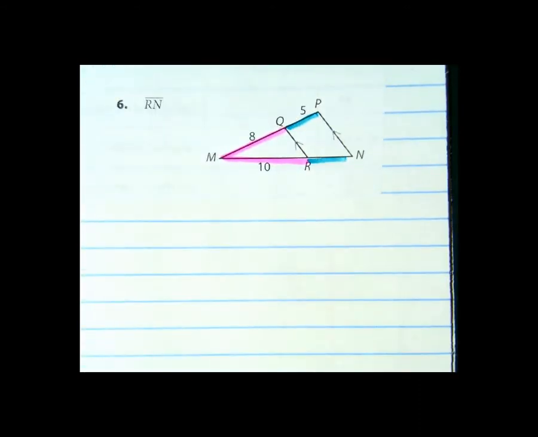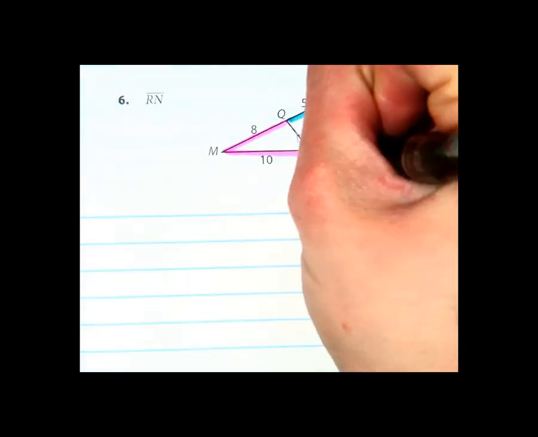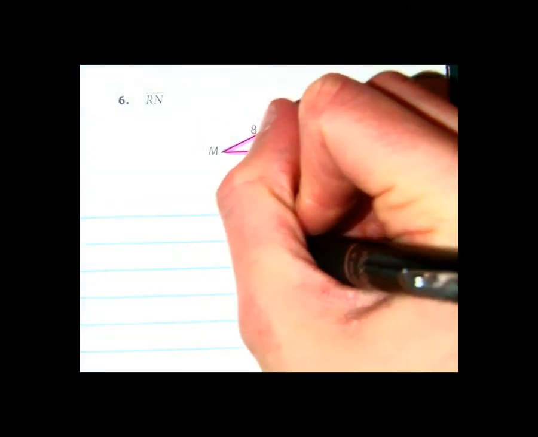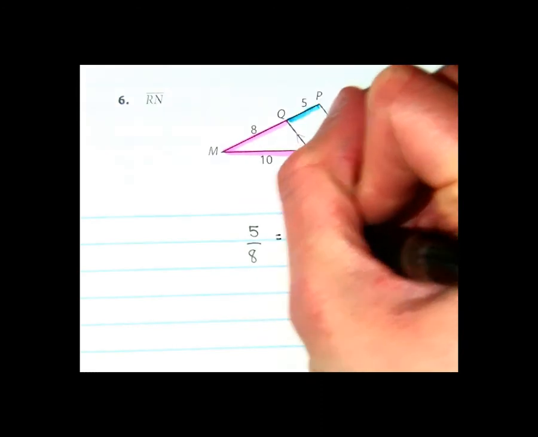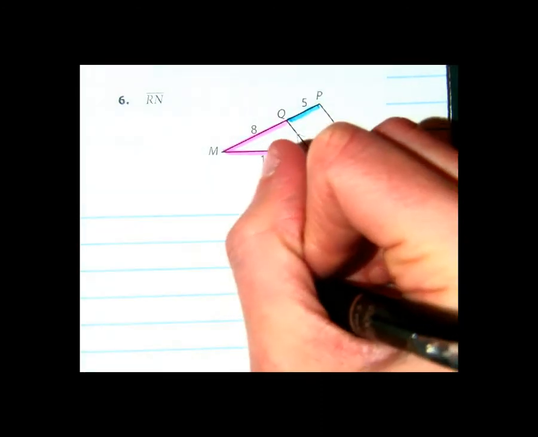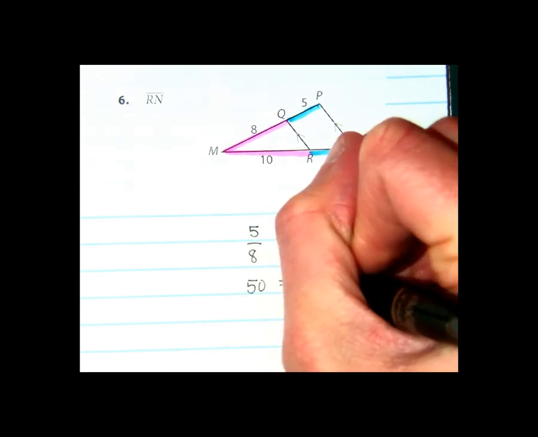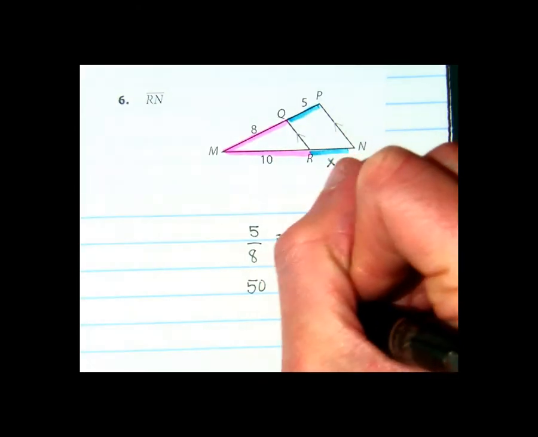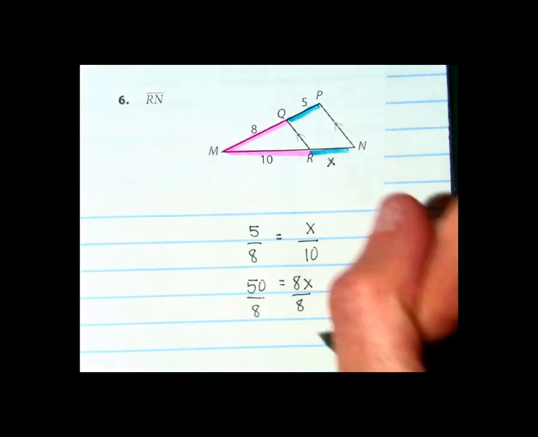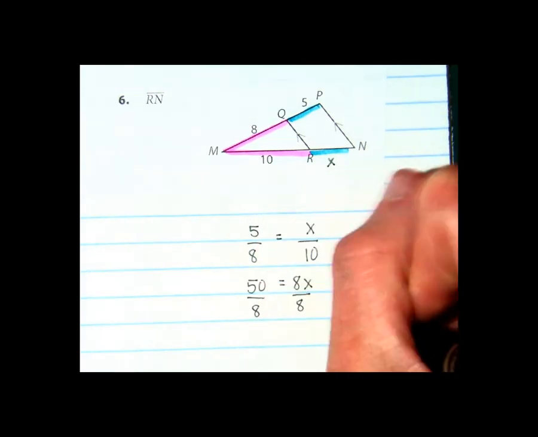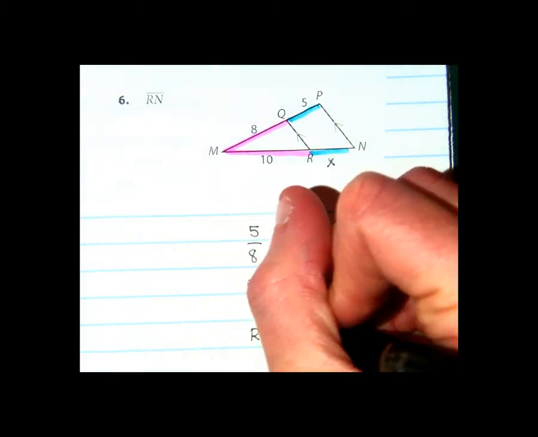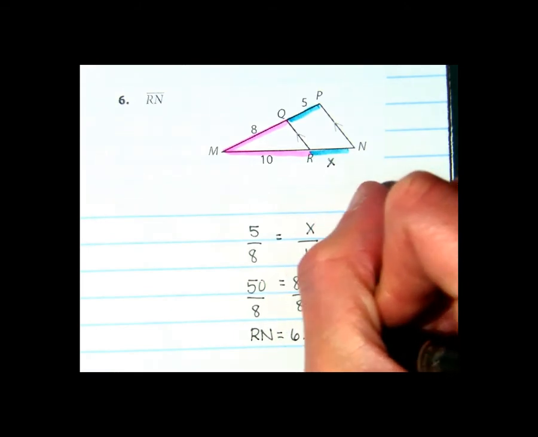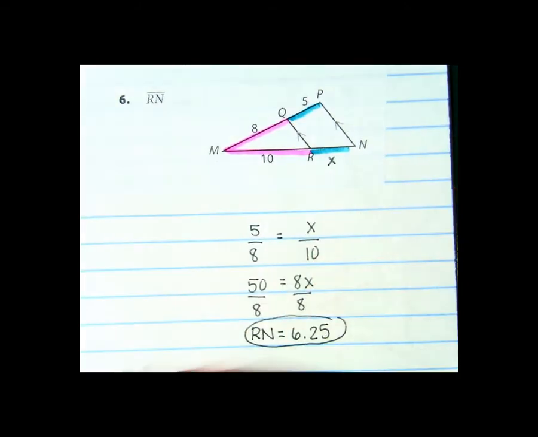Alright, if you set it up with a proportion on number 6, what did you do? Cross multiply: 50 equals 8x. Divide by 8. What is x equal to? 6.25. Okay. Alright, so that's the triangle proportionality theorem.